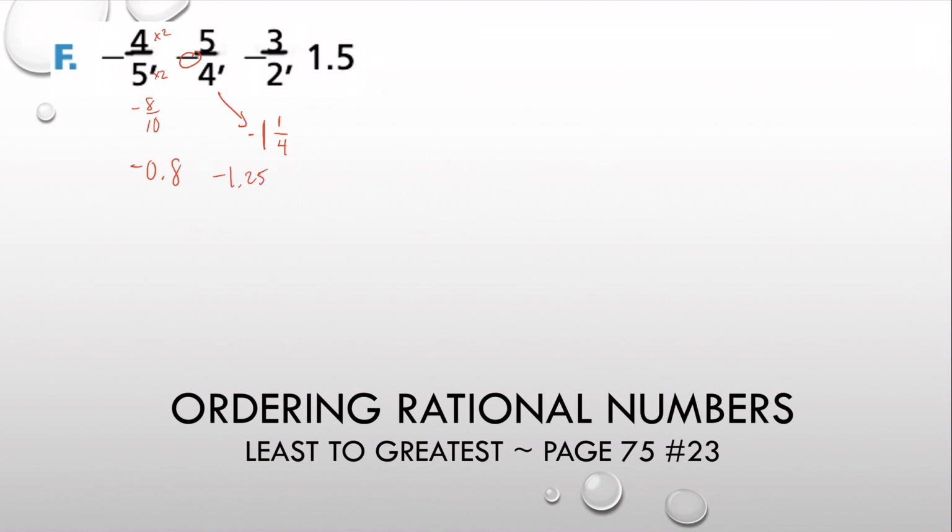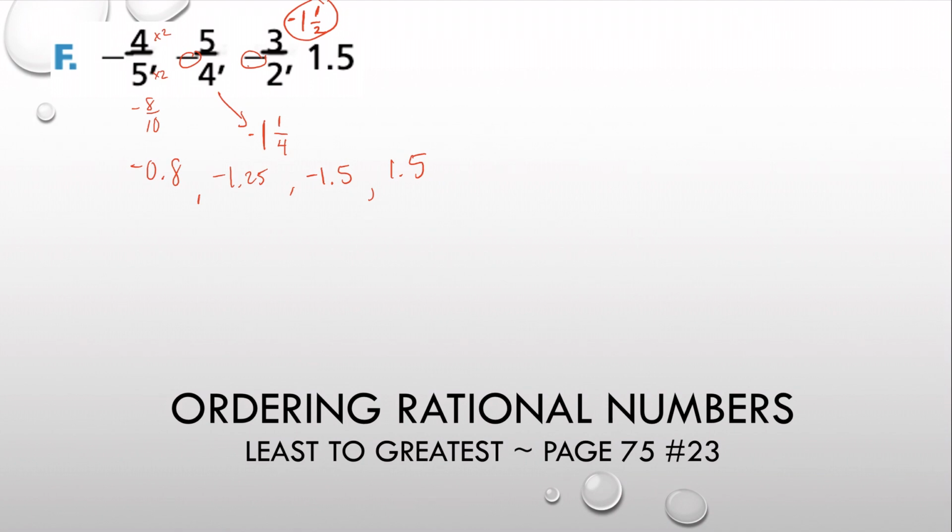Let's talk about the negative 3/2. As a mixed number, we divide 3 divided by 2. And 2 goes into 3 one time with 1 left over. And we keep the same denominator. Make sure we remember that negative sign. So what would that be as a decimal? Well, we keep the negative 1, the whole number stays. And we learned that 1/2 is the same as 0.5. So negative 1 1/2 is the same as negative 1.5. And then the last number we had was positive 1.5.